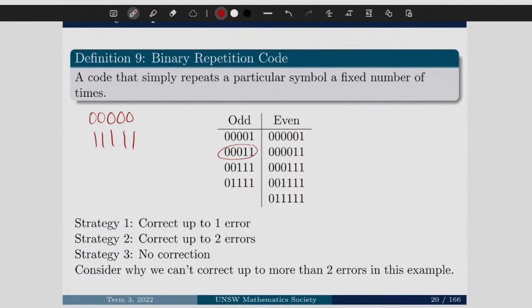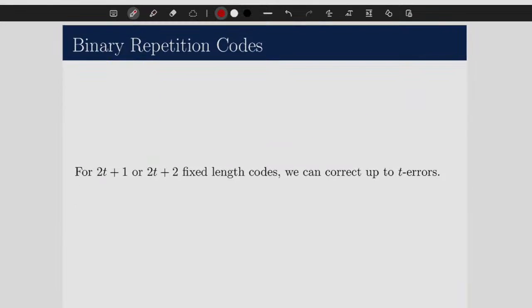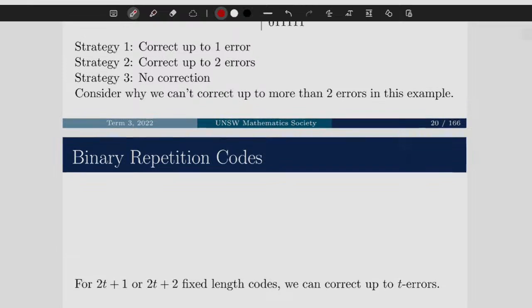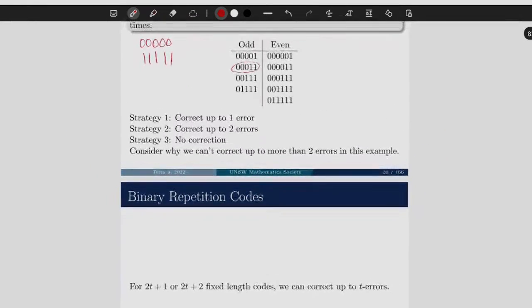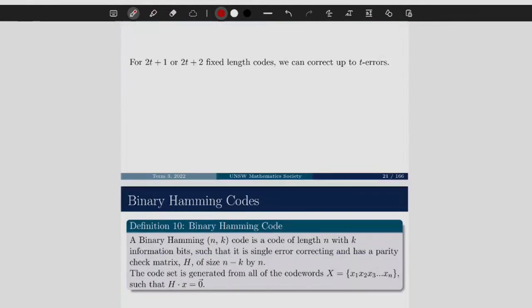And Thomas Brits does a very good generalization that we're going to cover again later, but that generalization is just that for odd and even fixed length codes where they can be represented in terms of t here, then we can correct up to t errors. Right, for binary repetition codes. Okay, so slide. Hopefully that is understood.